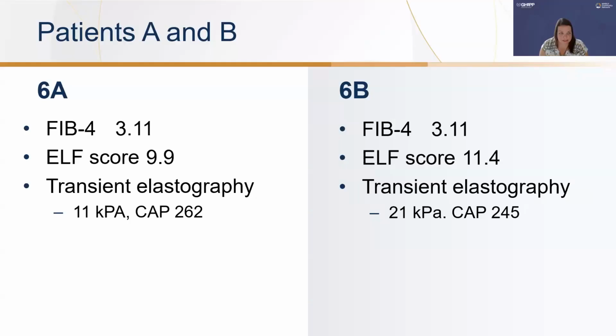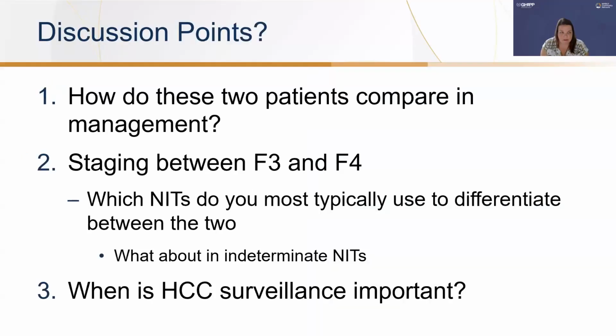So to compare and contrast the two patients, our first patient, which we're labeling as 6A, and 6B, they both had the same FIB4 score. The ELF scores were different, so 9.9 on the first patient and 11.4, which is just over that severe or cirrhosis threshold. Their FibroScans were very different. So the first patient had a KPA of 11, which puts them into the F3 range. The second patient had 21, which definitely puts them into the advanced fibrosis or cirrhosis stage. Similar CAPs, both indicating moderate steatosis.